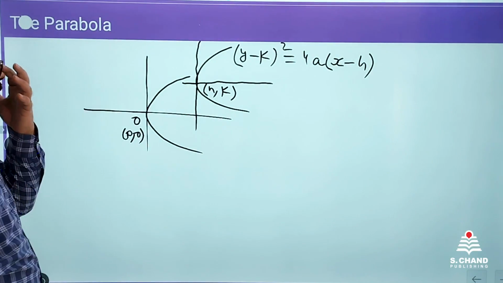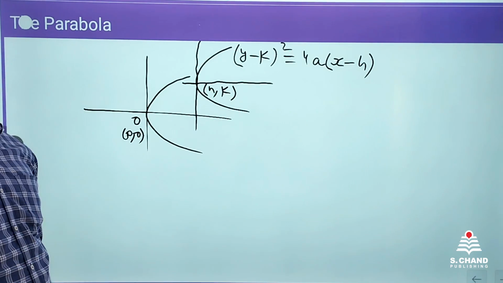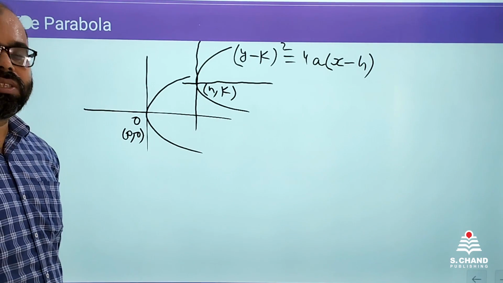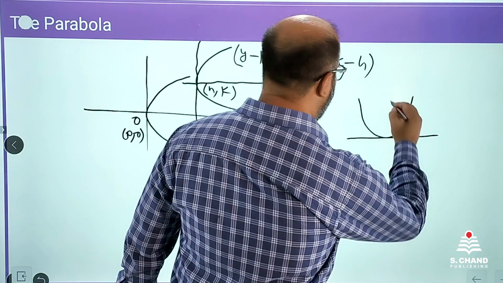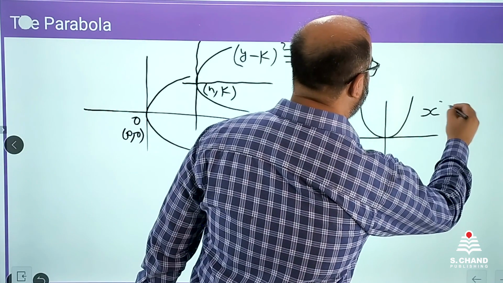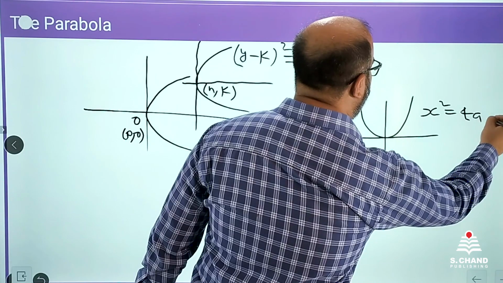Now the equation of the parabola is not only this. The equation of the parabola can be others also. If it is an upward opening parabola, what will happen? It will be x squared equal to 4ay.